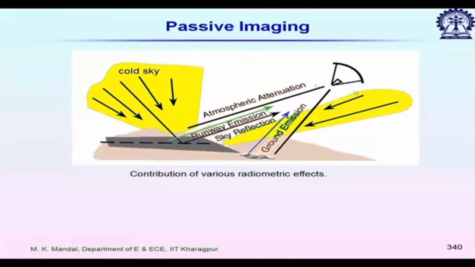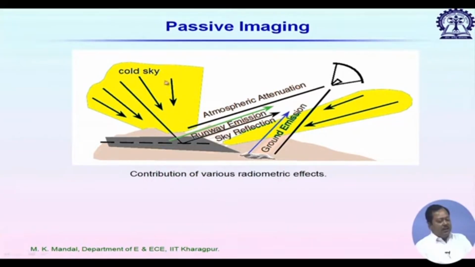But we can also utilize the information due to brightness, where we do not use any power source, any millimeter wave source. We use simply whatever radiation is already available in nature. We call it passive imaging. Then what are the different sources for illumination in this case? Let me show you this picture.